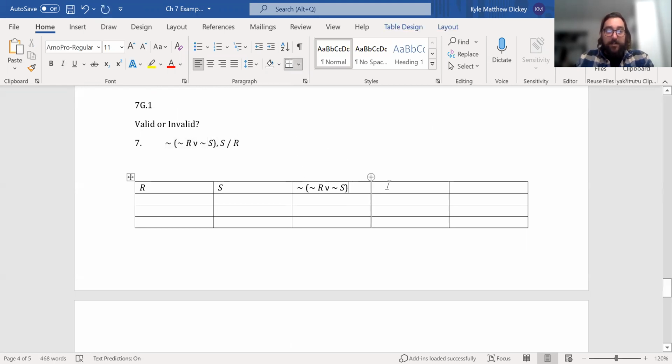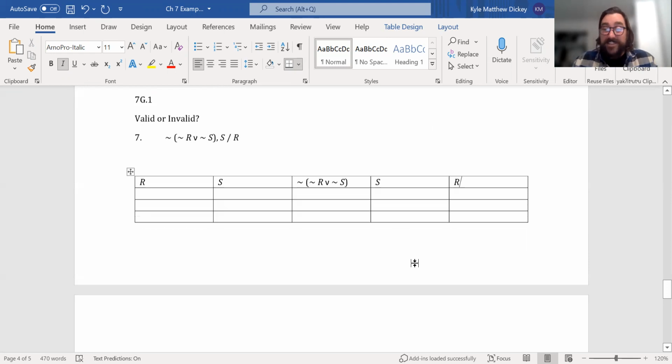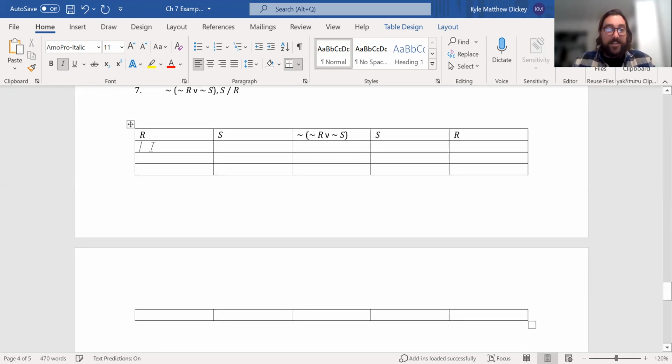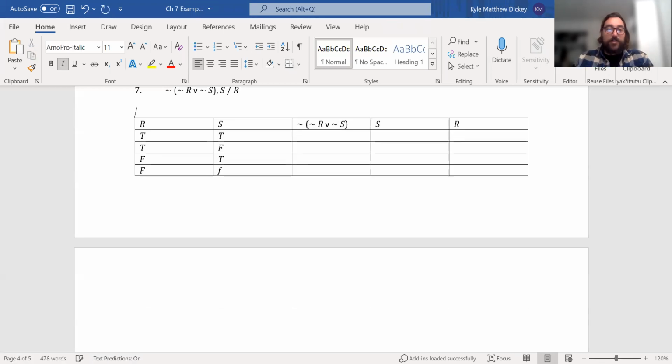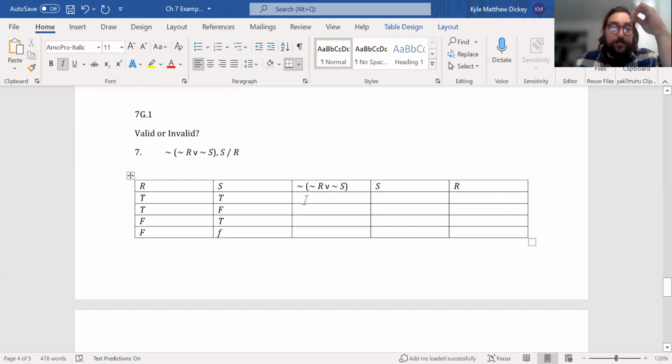And we want our second premise, which is just S, and we want our conclusion, which is just R. So actually, this is going to be kind of easy because we're just going to be able to translate stuff over from R and S. Great. So basically, true, true, false, false. All right. And S is true, false, true, false. Let me move this so that it doesn't bother me so much. There we go. All right.